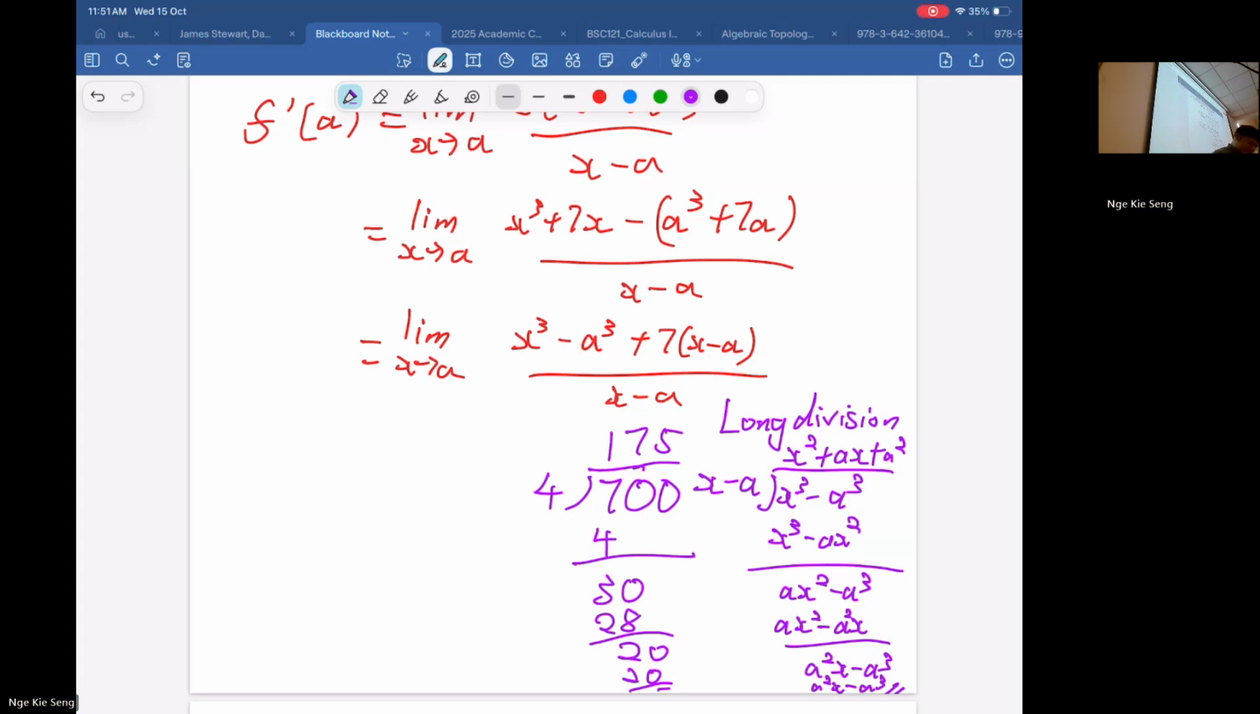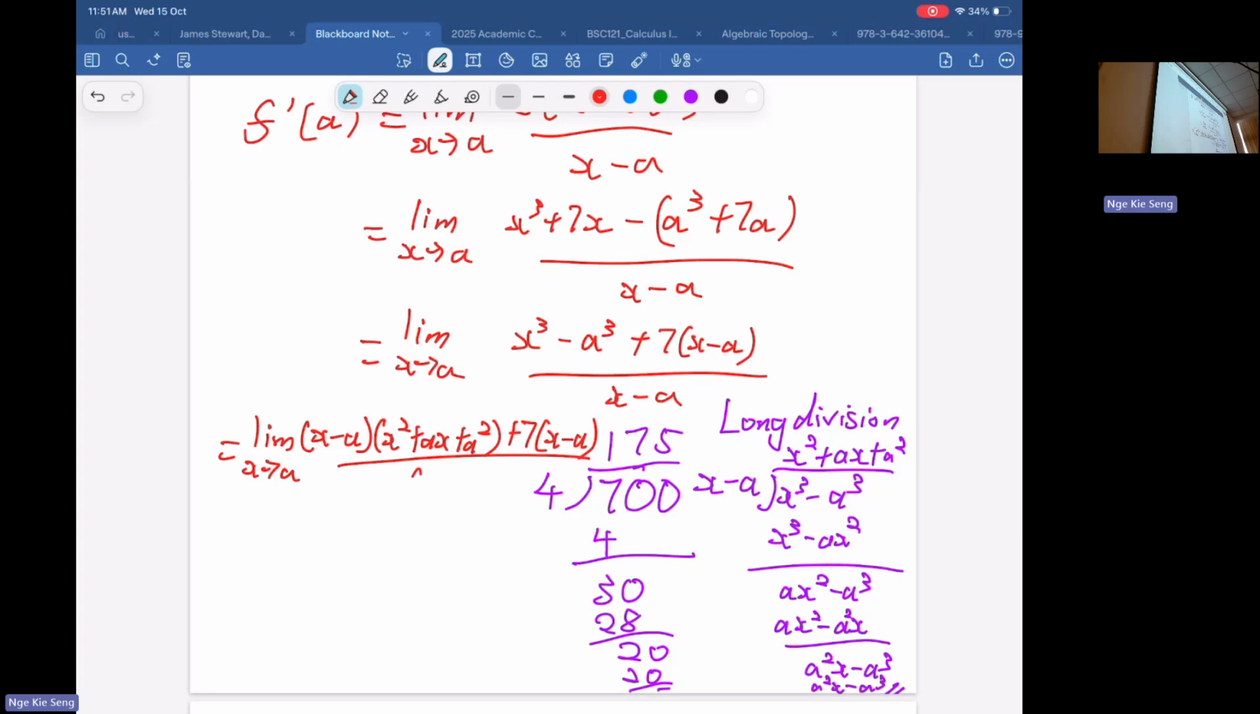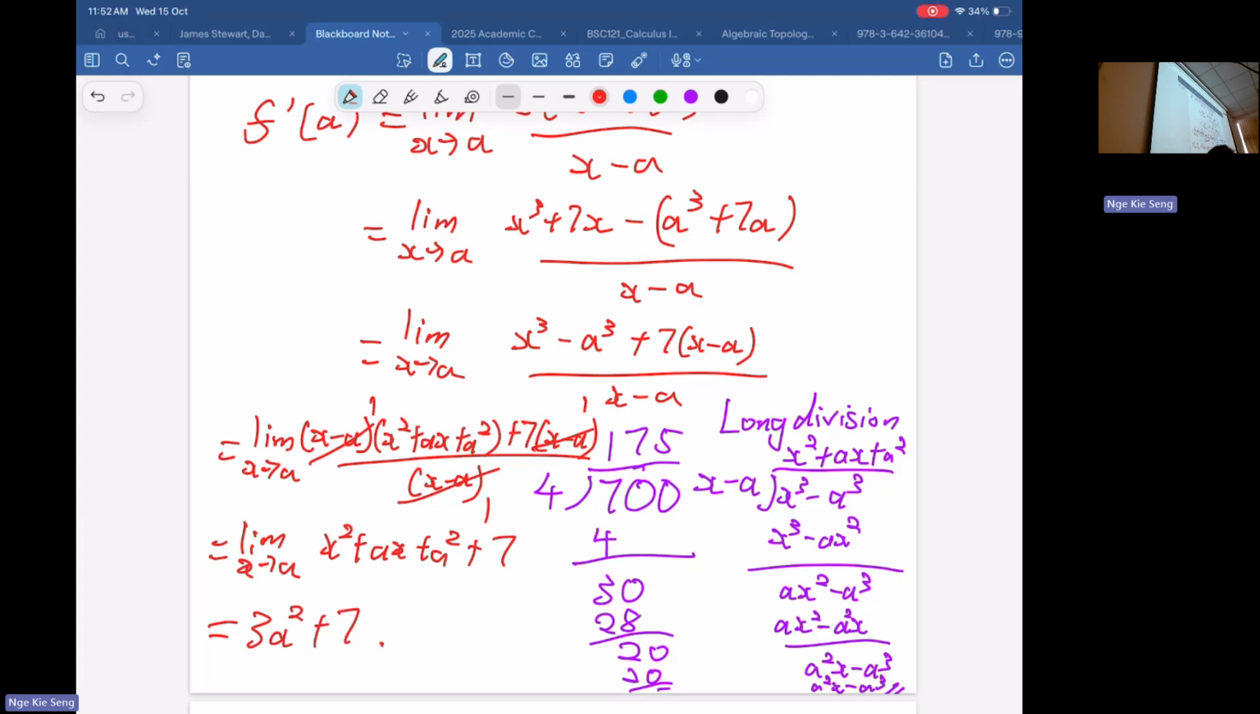So in this case, what we get here is the limit as x goes to a of (x minus a) times (x squared plus ax plus a squared), over (x minus a). We've got the same factor, which we can simplify. So what's my final answer? Here we get x squared plus ax plus a squared plus 7. Now this is a perfectly good polynomial, so just do substitution. How many a squared do you get? You get 3a squared, plus 7. That's it.